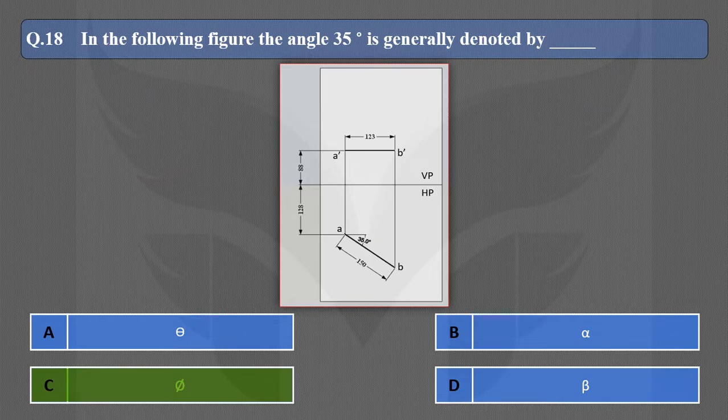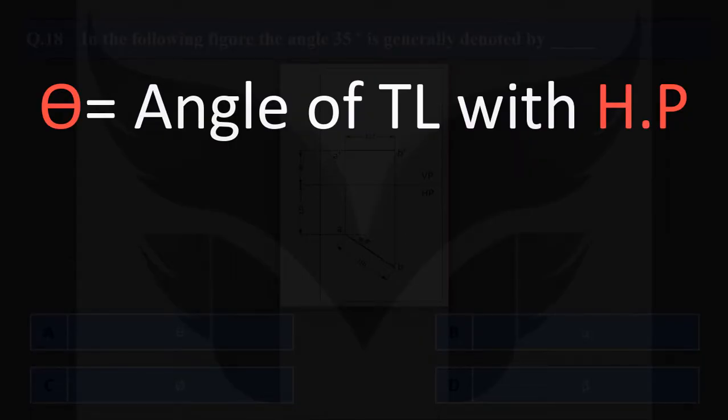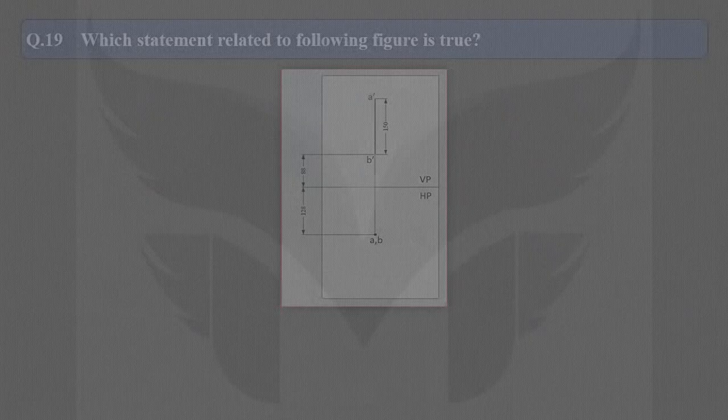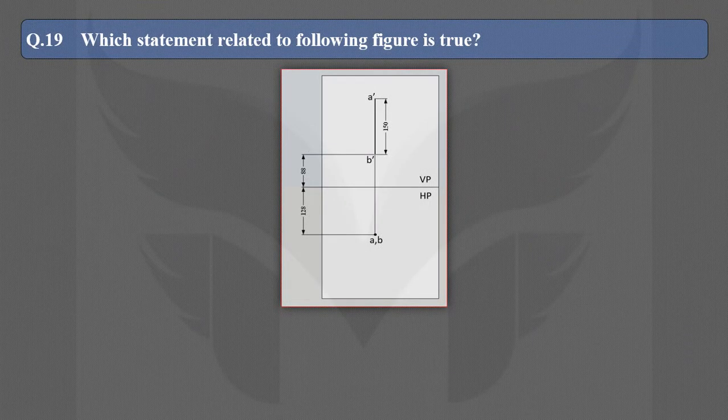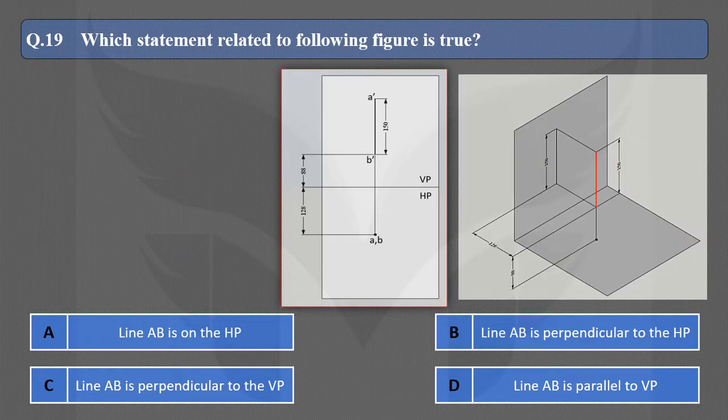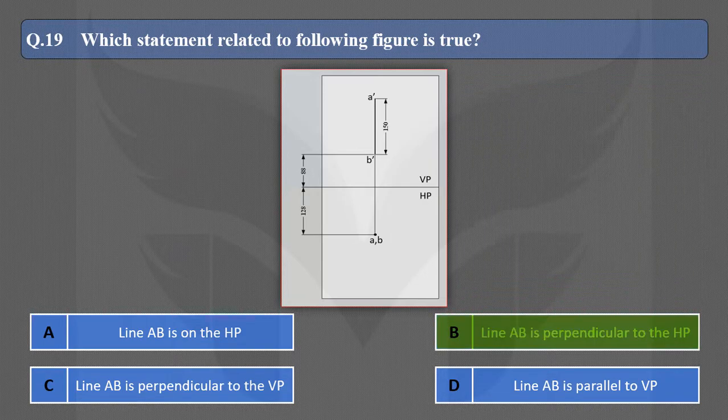Dear friends, remember that theta is the angle made by the true length with HP. Phi is the angle made by the true length with VP. Let's take the next question. Which statement related to the following figure is true? Options are, in this figure, the top view of a line appears as a point. So in this situation, the line must be perpendicular to the HP. So the correct option is B.